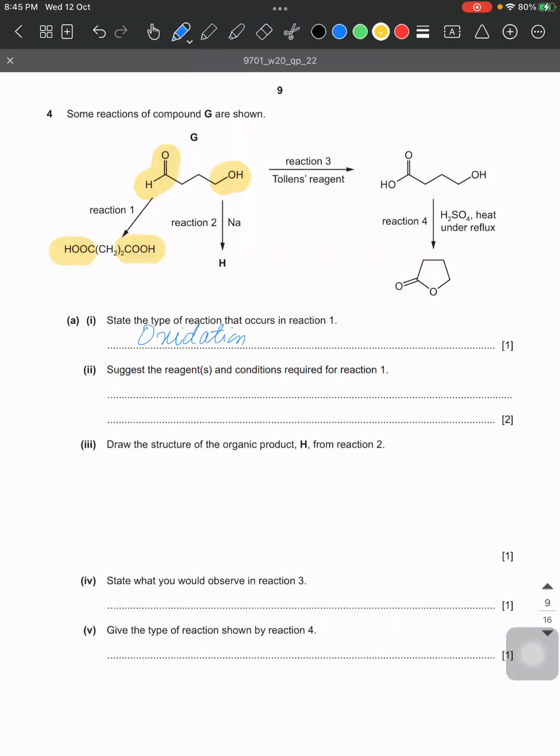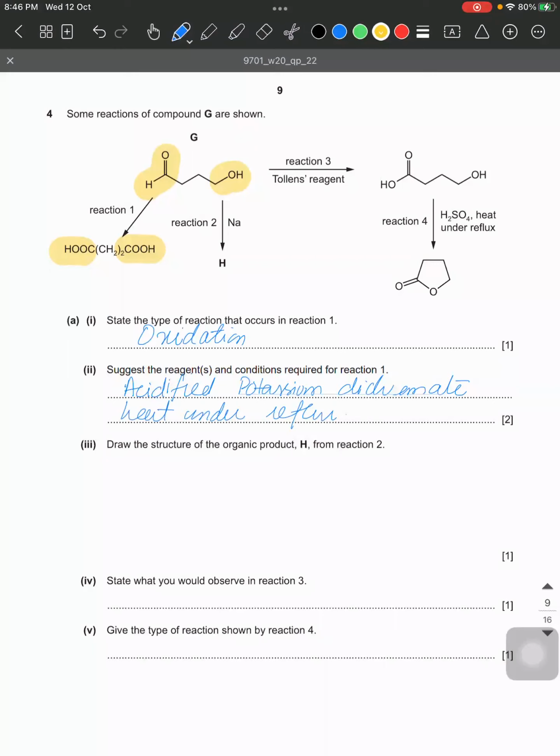Then the reagent and condition required for this reaction is also very easy. We need to remember acidified, so acid, and you can use any acid over here, HCl or H2SO4. So you can say acidified potassium dichromate, and it is asking for condition as well, so you can say heat under reflux. We know that if you want to move towards carboxylic acid, we must heat under reflux.